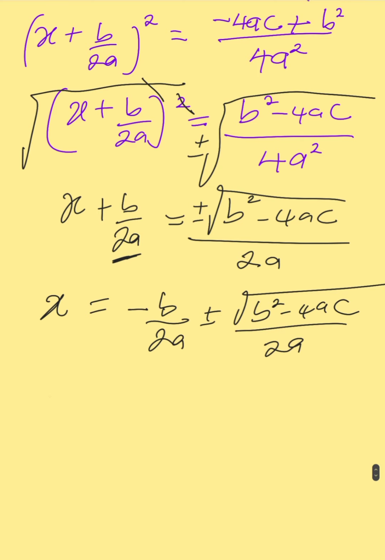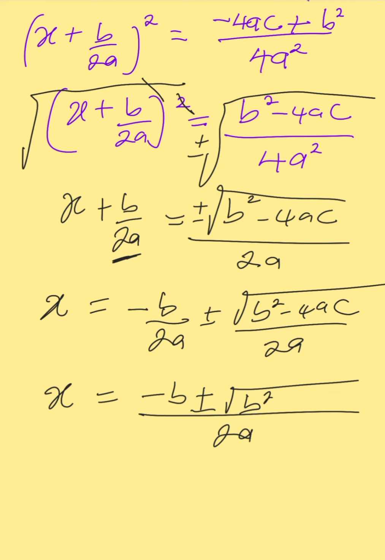Now, their denominators are the same, which you can now take as common. You have your 2a, then minus b plus or minus the square root of b squared minus 4ac. This is the subject of the formula that is required, and we call it the quadratic formula, which many students see as the almighty formula.